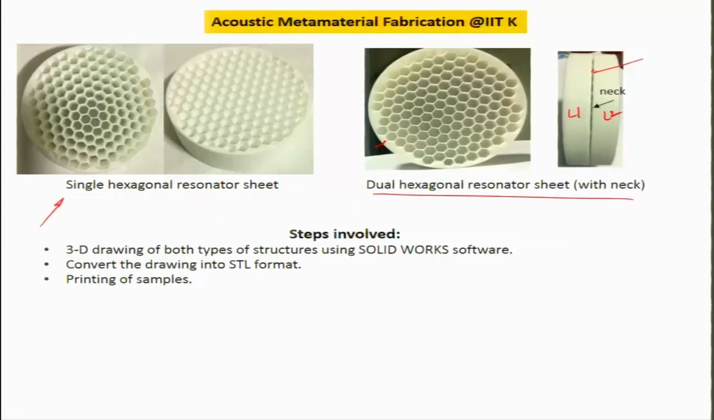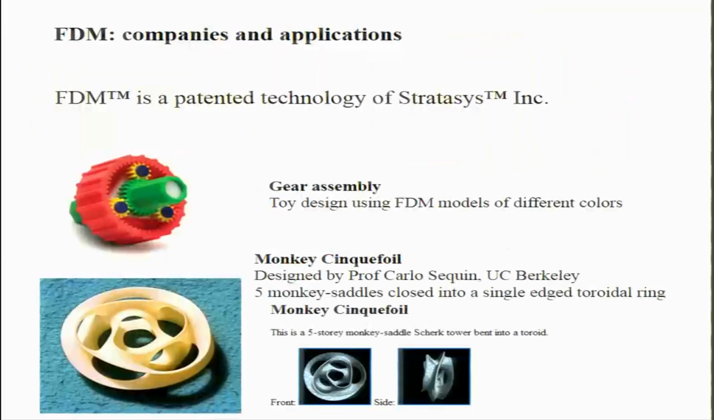So basically the three steps are 3D drawing of both types of structures using SolidWorks software, converting the drawing files into STL formats, and printing of the samples using the technique that I have illustrated before. There are many FDM companies. One of the major companies across the world is Stratasys, which has a patented technology for this FDM. Okay, these are some examples.